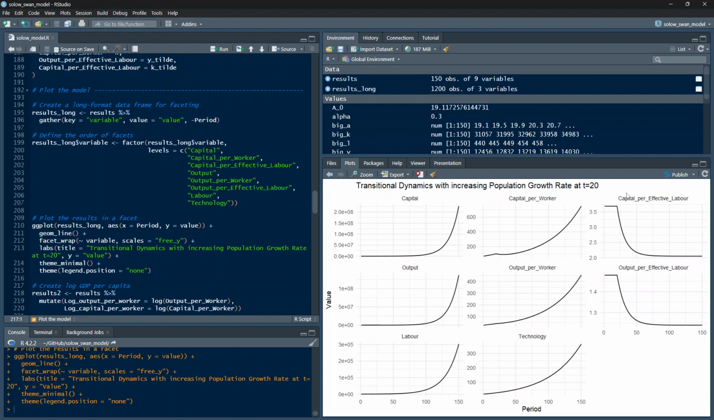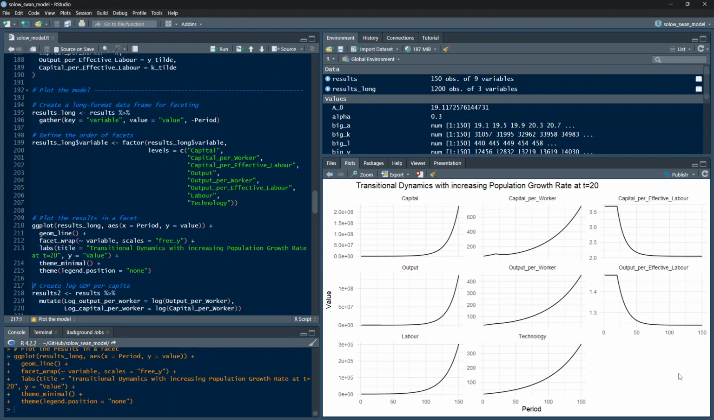It becomes very clear when we look at capital per effective worker and output per effective worker, where for the first 20 periods, we're in the steady state, right? So the variables remain sort of flat, but then at the point where the population growth rate increases 5 times, we have this sudden drop off in the capital and output per effective worker, and then we have a tendency towards a new steady state. Now, this new steady state appears to be much lower than the old steady state, which is exactly what we would expect from the analytics of the model.